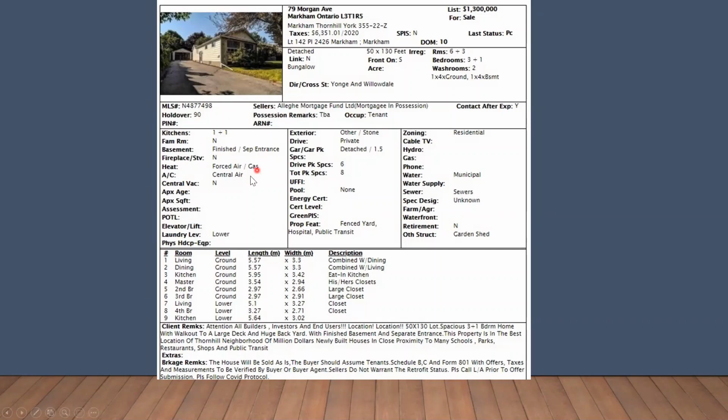Typically, it's going to be a mortgage investment corporation. It's going to be a loan company, a credit union. Or it could just be like me, right? I'd be the seller because, let's say you didn't pay me and I'm going to sell the property right now to pay off the mortgage and recoup my money. So you just have to look at who the seller is.